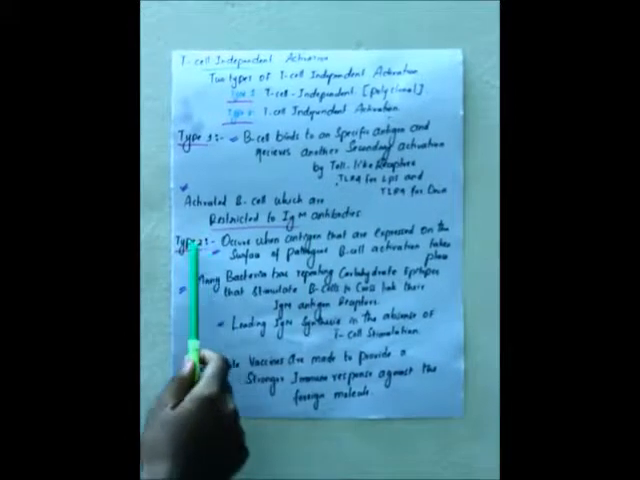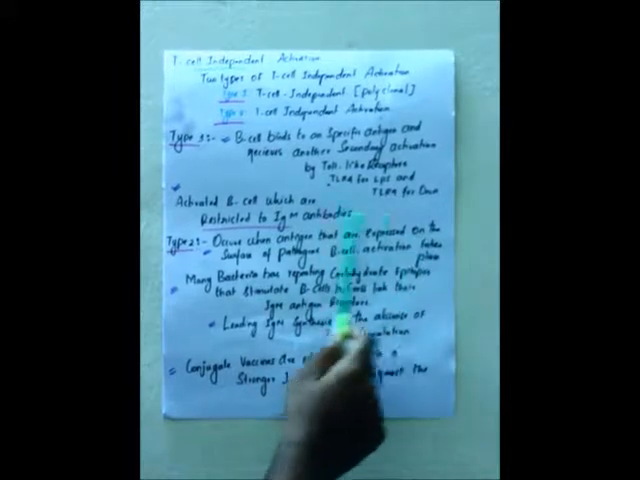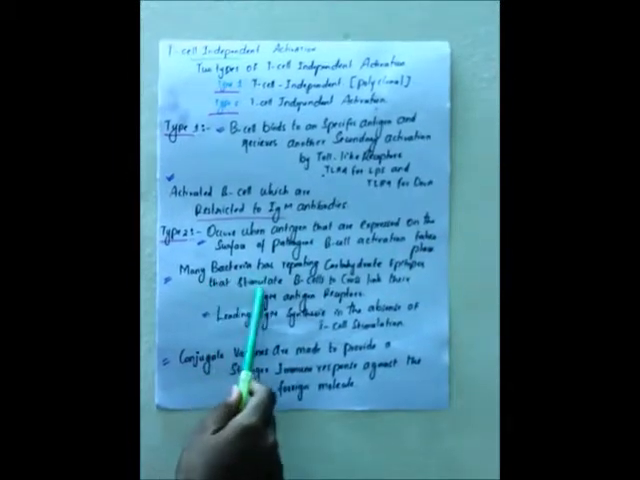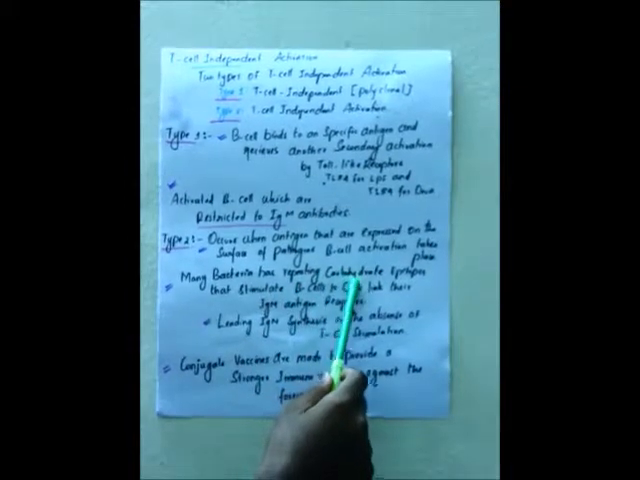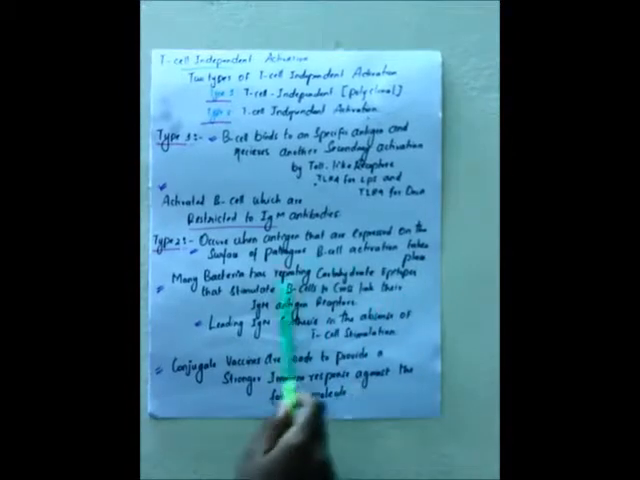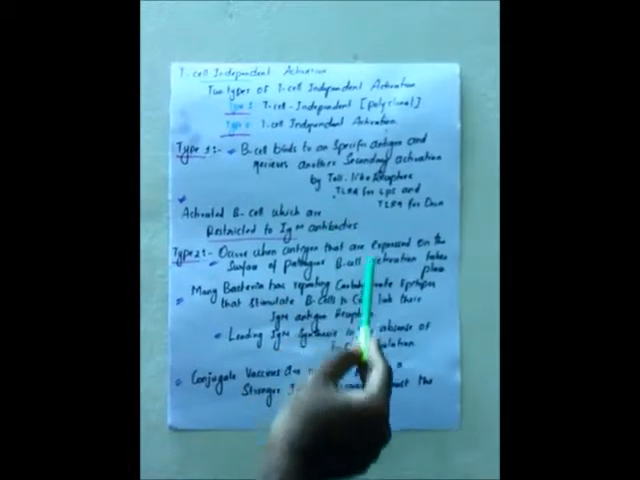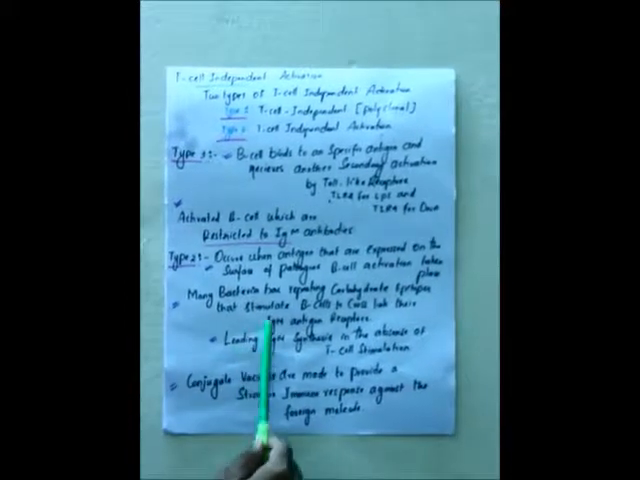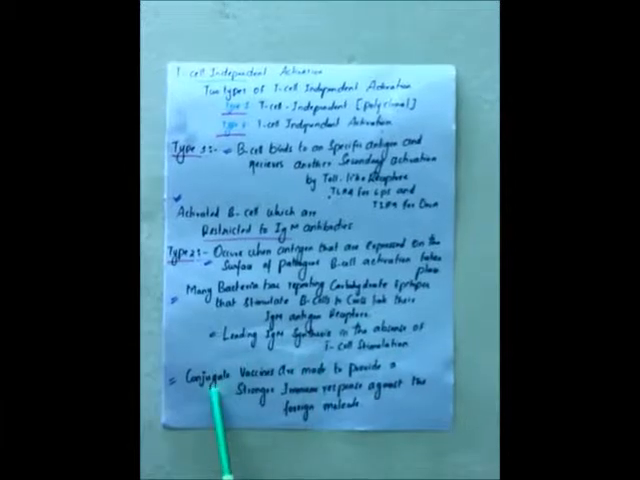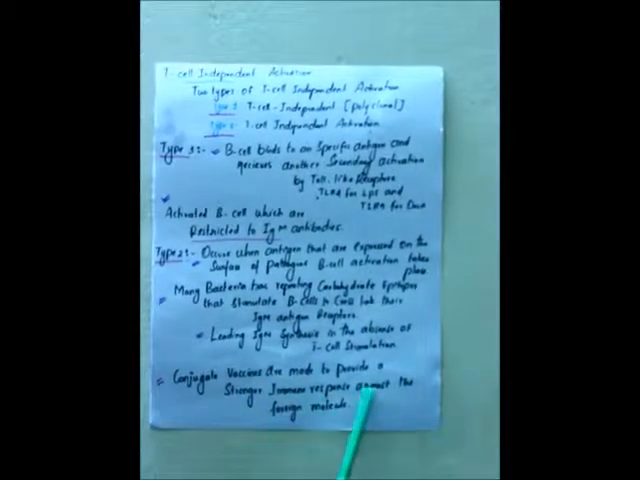Now we are going to see about type 2. Type 2 occurs when the antigens are expressed on the surface of the pathogens and B cell activation takes place. Many bacteria have repeated carbohydrate epitopes that stimulate B cells to cross-link their IgM antigen receptors, and this type 2 activation leads to IgM synthesis in the absence of T cell stimulation. Here, conjugated vaccines are made to provide a stronger immune response against foreign molecules.